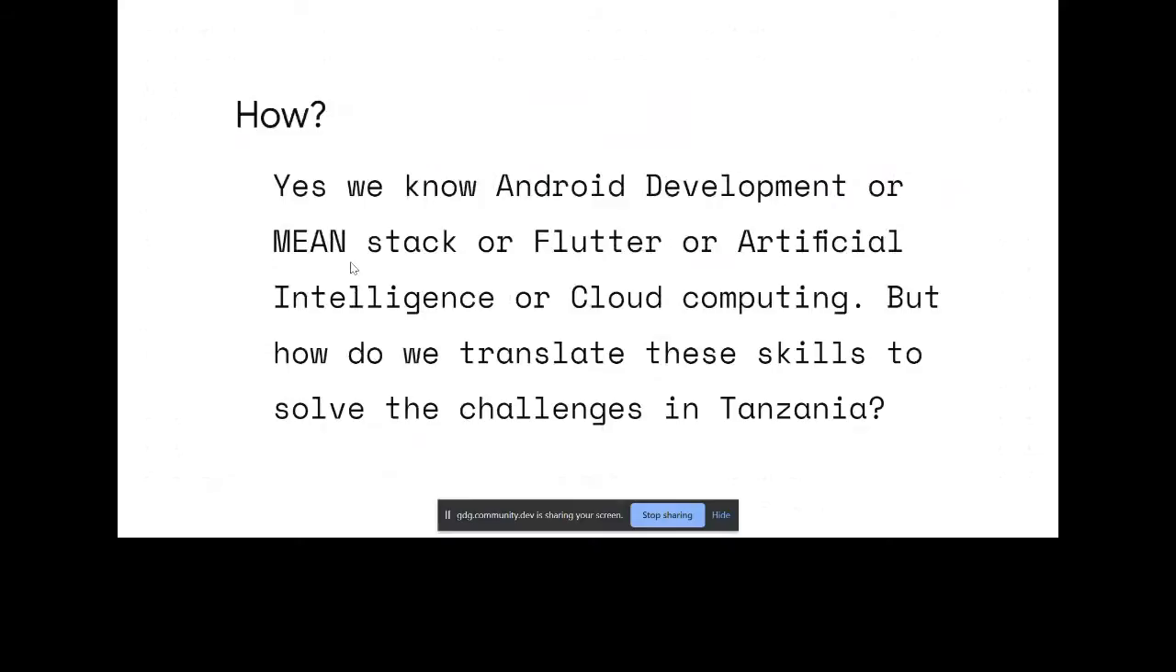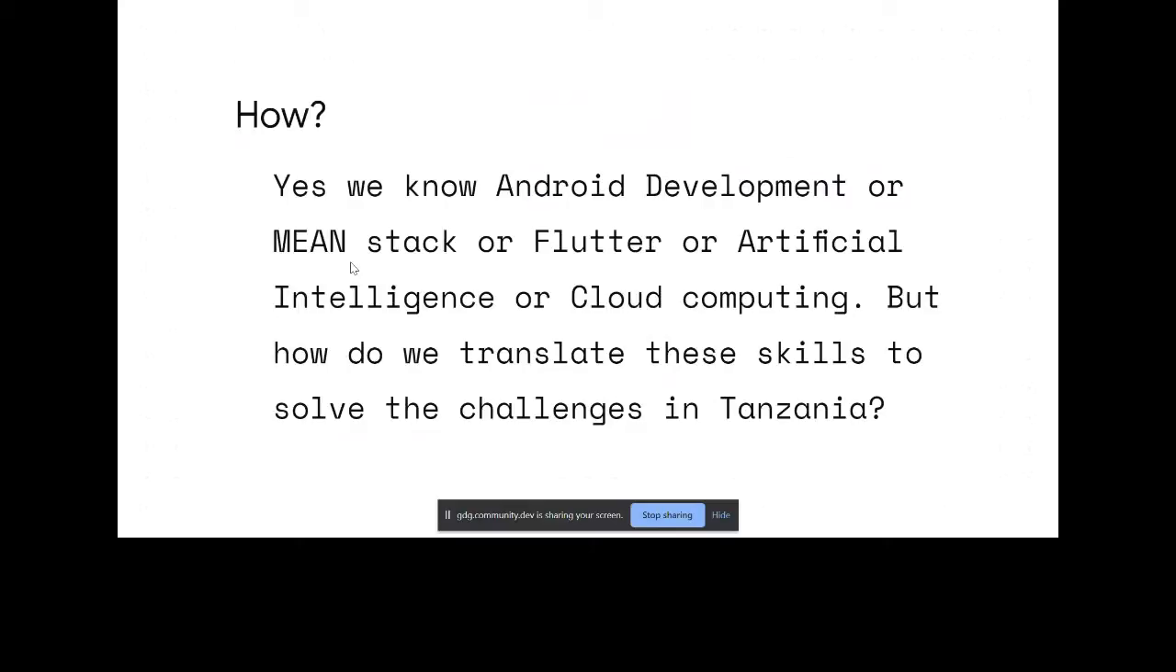Because I've noticed that most of us here are really, really great individuals. Like yesterday, I was so shocked. There were so many amazing presentations. A lot of people know Android, MEMN stack, Flutter, artificial intelligence, and cloud computing. But my focus today is to kind of explain to you how to translate those skills to solve the challenges in Tanzania.